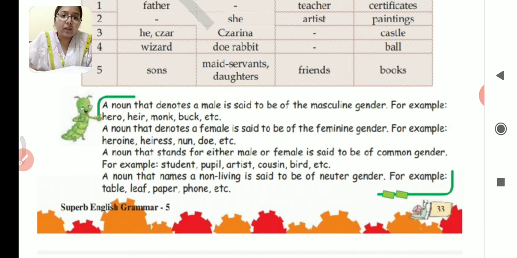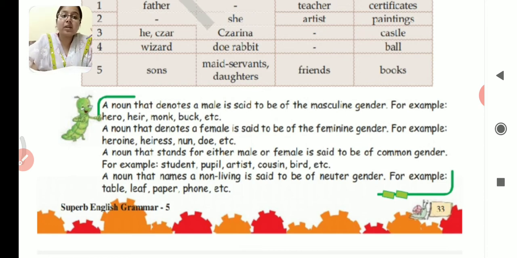Now the fourth one, neuter gender. A noun that names a non-living is said to be of neuter gender. Children, whenever we are talking about any non-living thing, that is said to be of neuter gender. For example, table, book, notebooks, glass, cup, anything that is non-living comes under neuter gender. So these were the four types of gender.